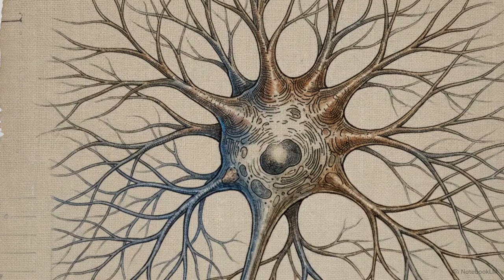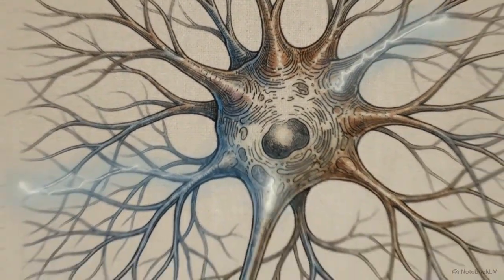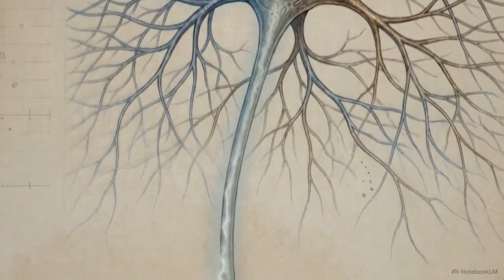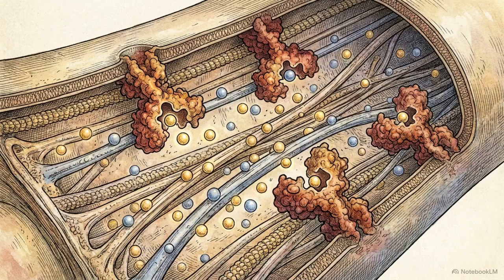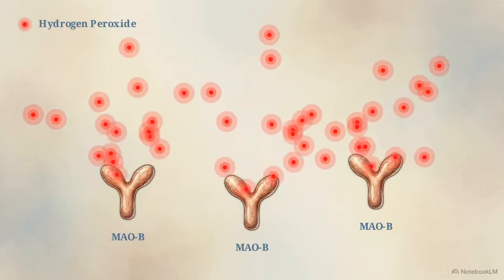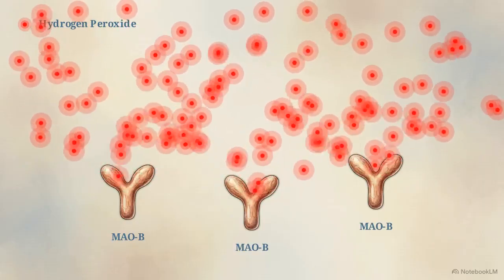We are looking at a projection neuron in the locus ceruleus. These unmyelinated cells maintain massive axonal arbors that span virtually the entire cortex. They fire tonically without rest, relying constantly on monoamine oxidase B to metabolize their neurotransmitters. This continuous metabolism generates a toxic byproduct. Every enzymatic reaction produces hydrogen peroxide within the cell.